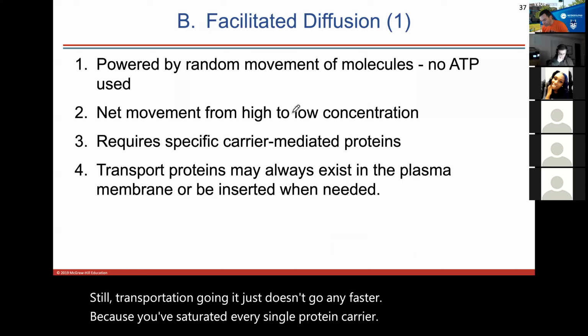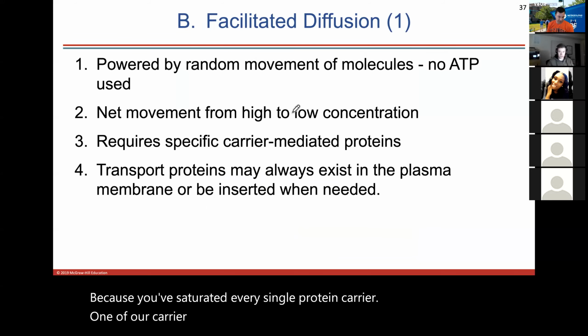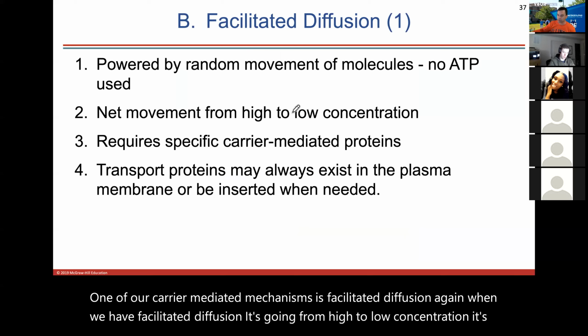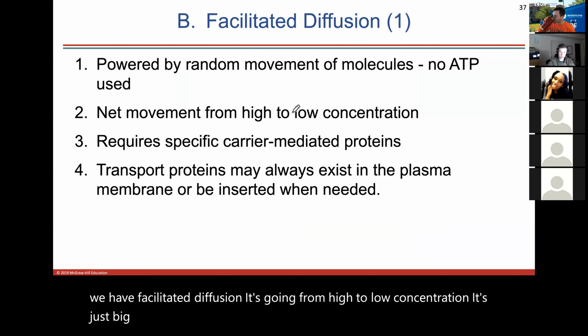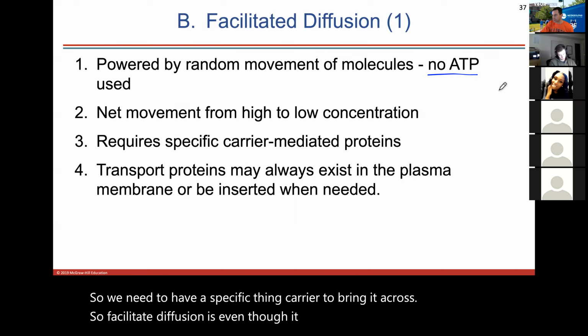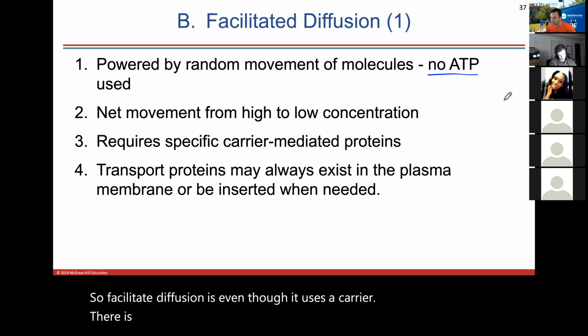One of our carrier-mediated mechanisms is facilitated diffusion. Again, when we have facilitated diffusion, it's going from high to low concentration. It's just big or charged. So we need to have a specific thing, a carrier, to bring it across. So facilitated diffusion, even though it uses a carrier, there is no ATP expended because, again, we're going from high to low concentration.